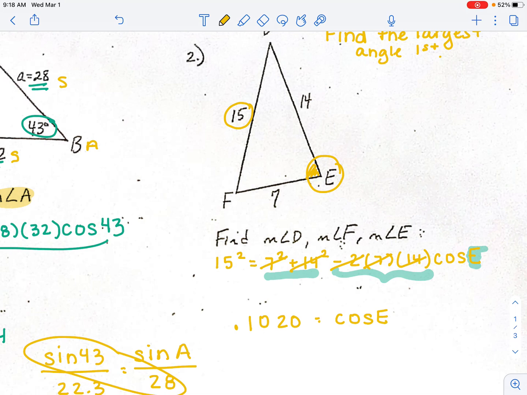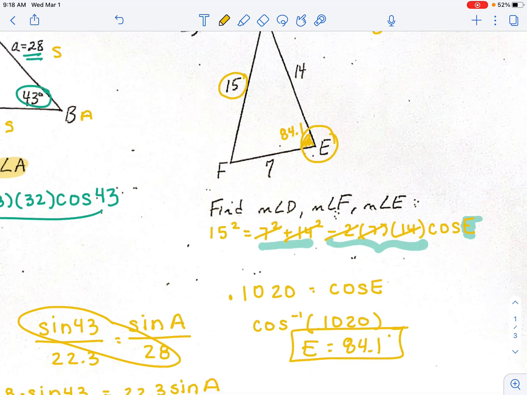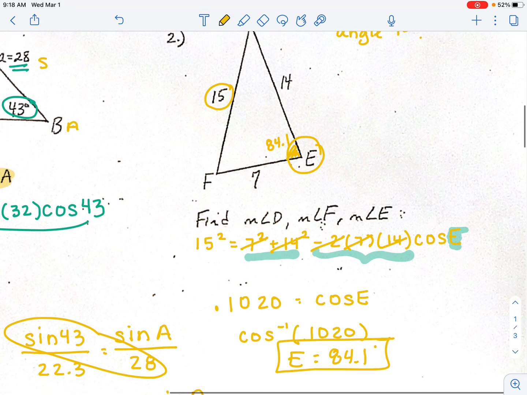When I don't know my angle, we have to do the inverse. You're going to do cosine inverse of 0.1020. So when I do the cosine inverse, I get that E is 84.1 degrees. Once we use the law of cosines once, we don't have to use it again. We can just use the law of sines for everything else.